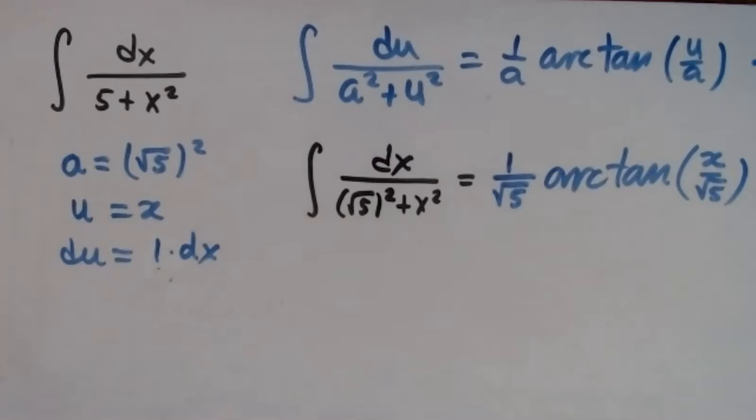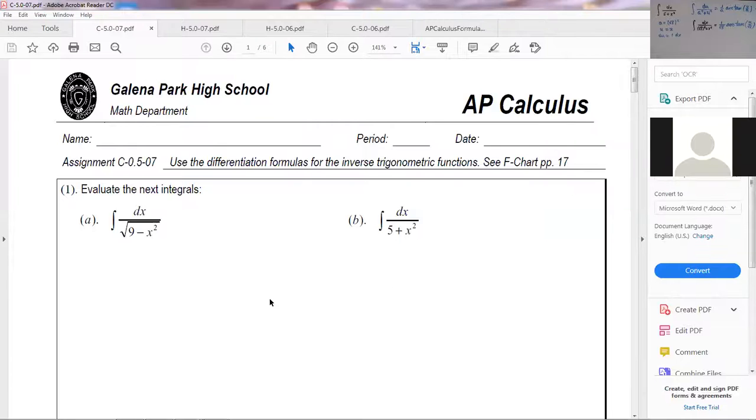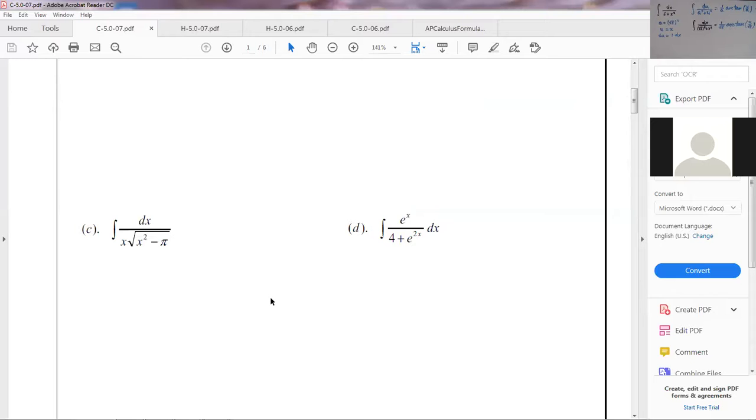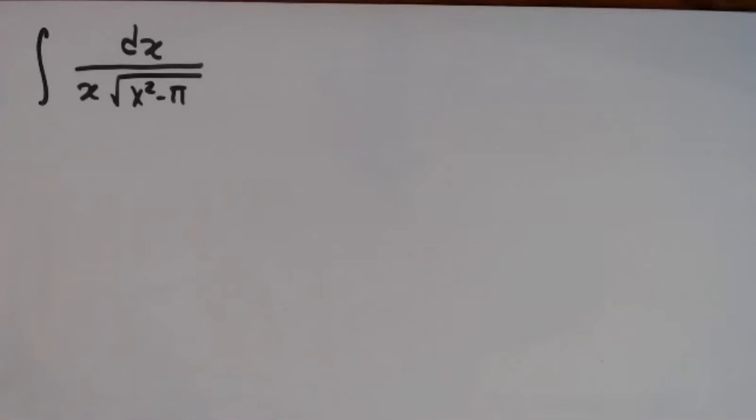Okay, let's see another problem. Let's just go here. So we have now, let's see these two. These two are fine. So let's begin with the integral. The integral of dx over x square root of x squared minus pi. Okay. So this is now a radical, and it has a variable outside.